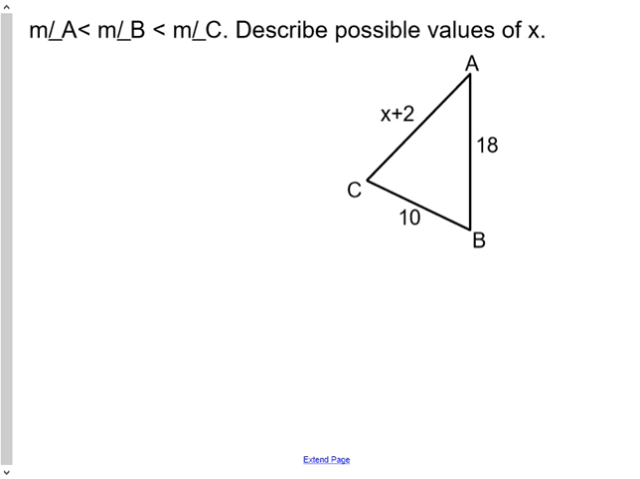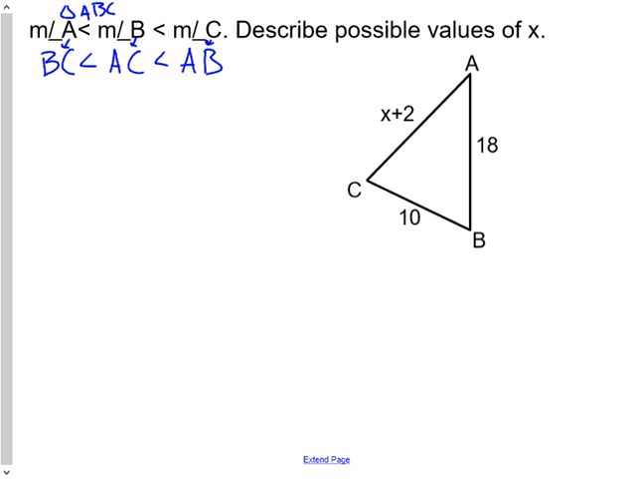Moving on. Given angle A is less than angle B is less than angle C, describe the possible values of x. So let's write underneath what side's opposite. BC is going to be less than AC is going to be less than AB. Now again, this is where that three-letter trick helps you out. This is triangle ABC. So what's not A, BC? What's not B, AC? What doesn't have C, AB?